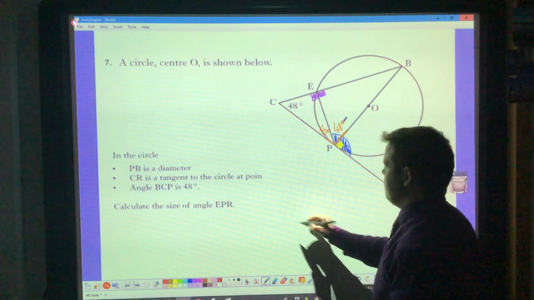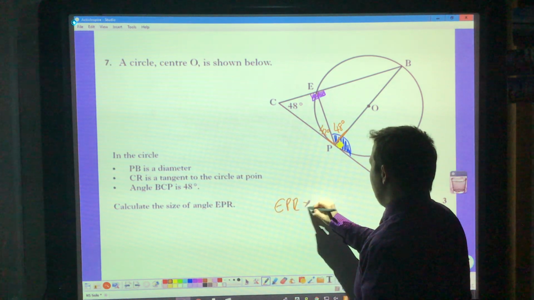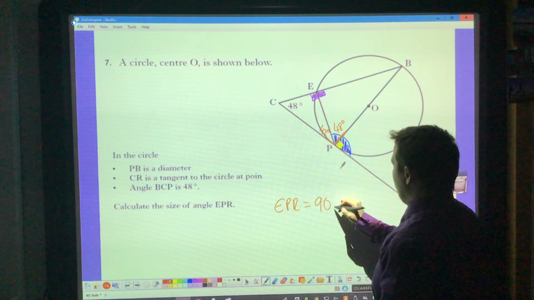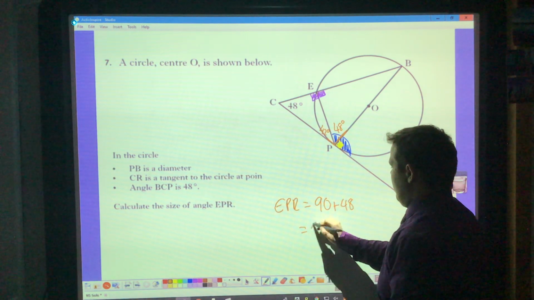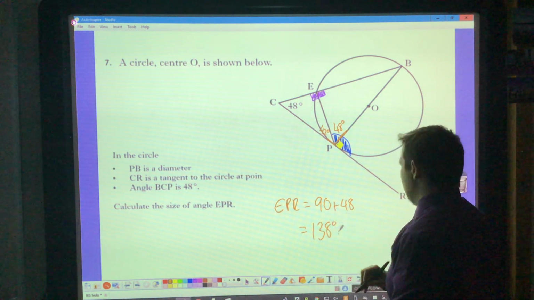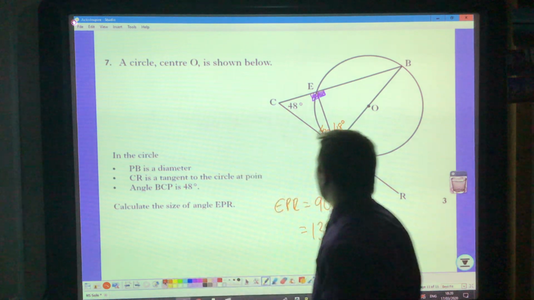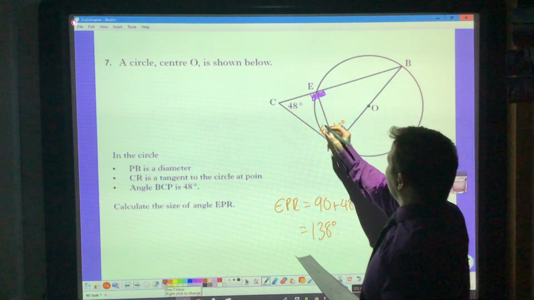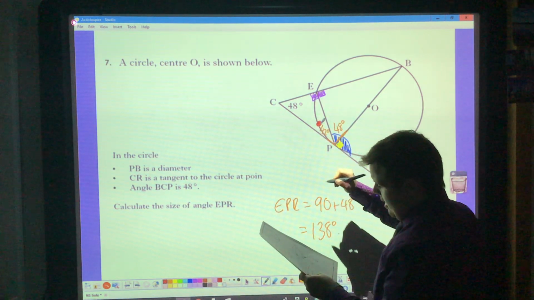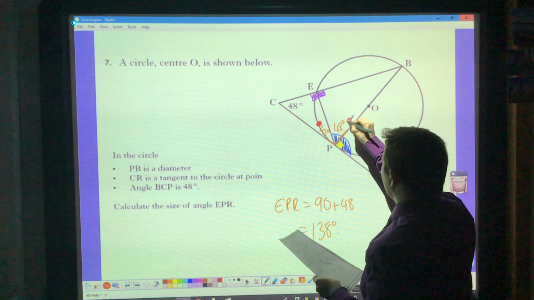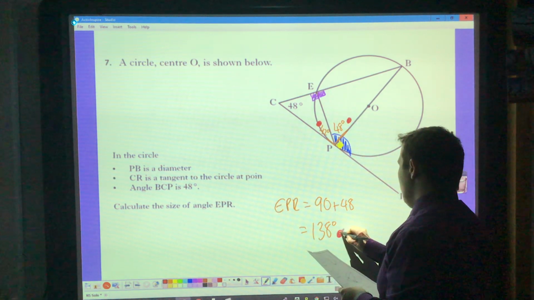And we're pretty much done. EPR, 90 plus 48 is 138 degrees. 3 marks to finish off that one. I'm going to give you a mark for identifying the 42, the second mark for that 48, and the final mark for 138.